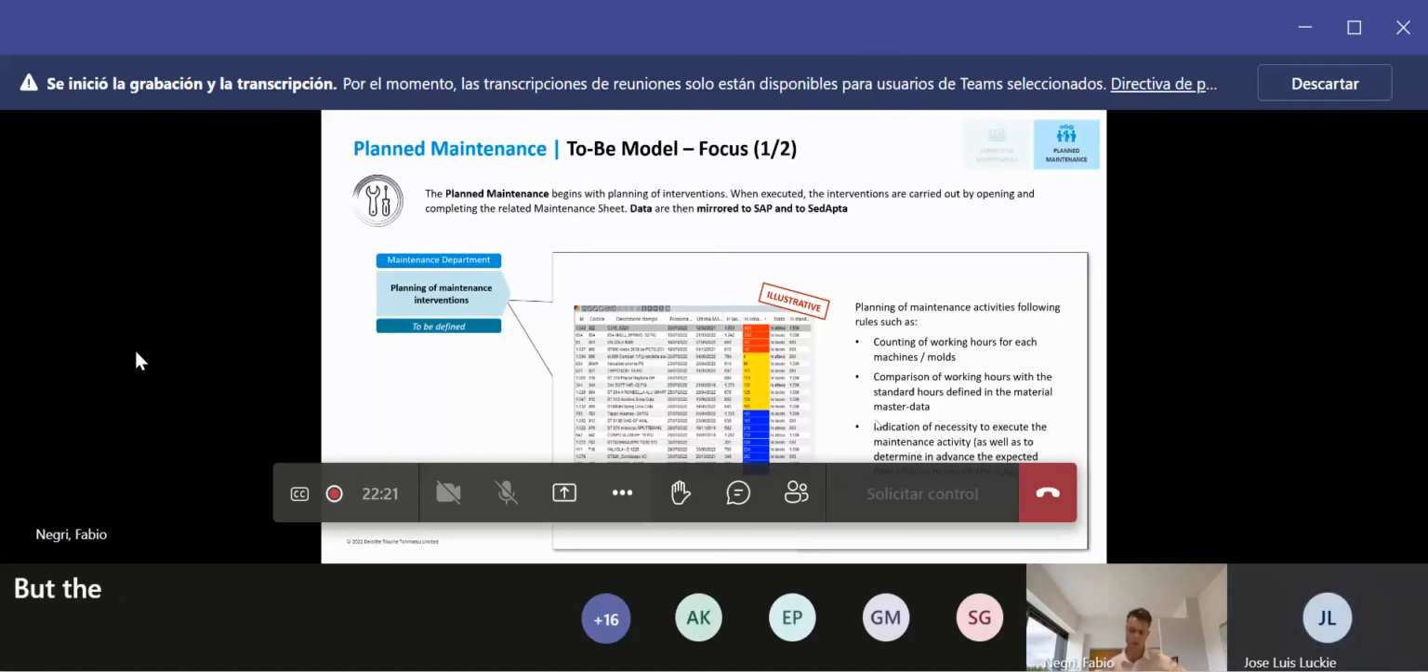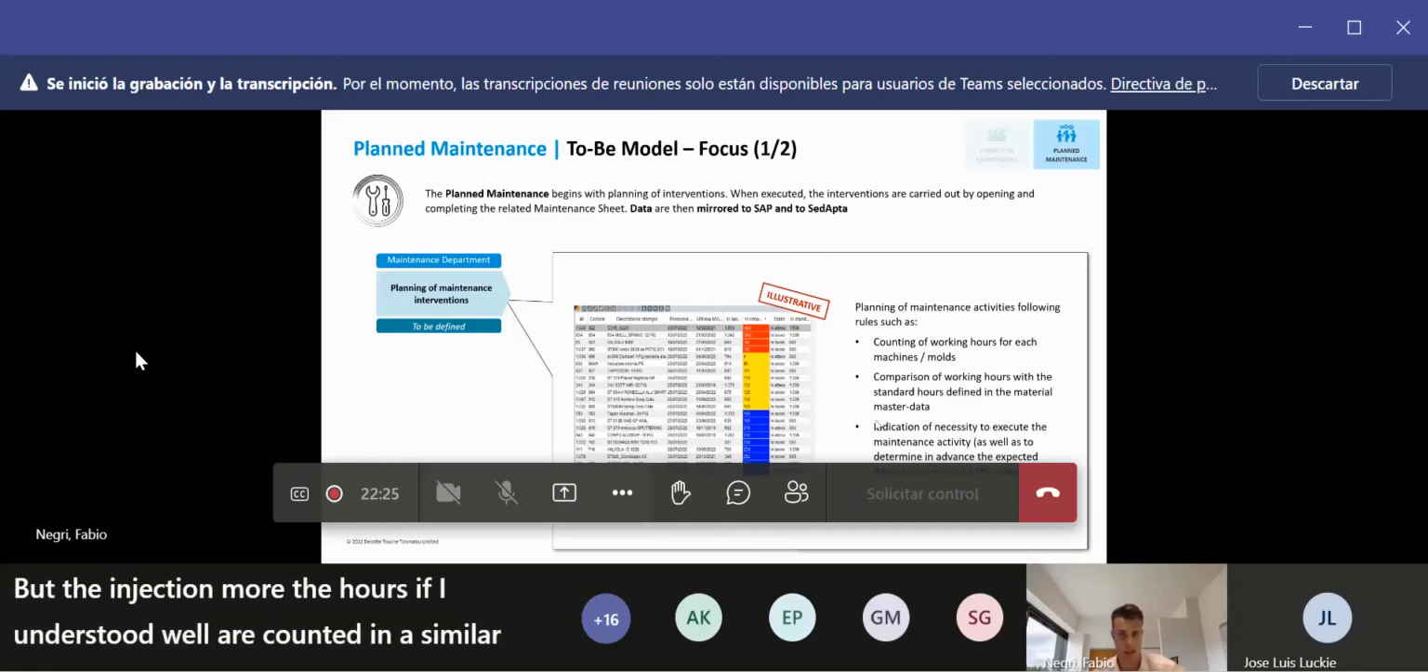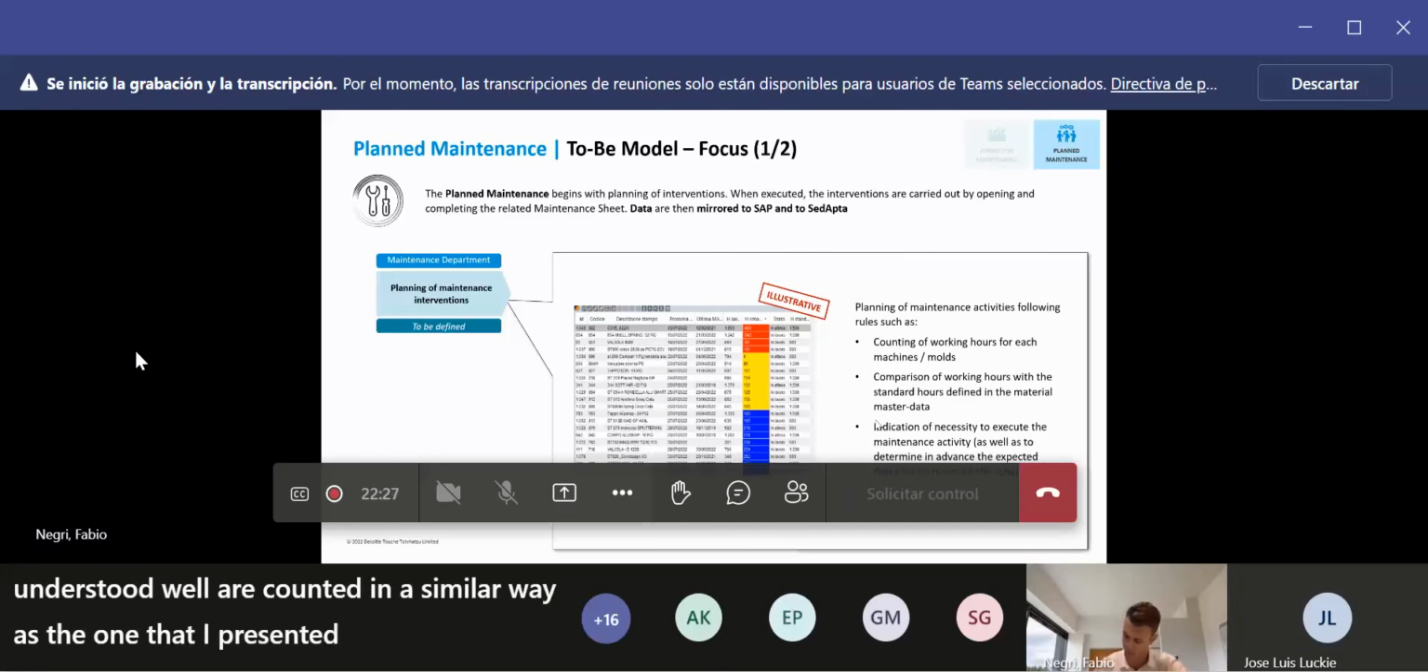But the injection mold hours, if I understood well, are counted in a similar way to the one that I presented. That's right.